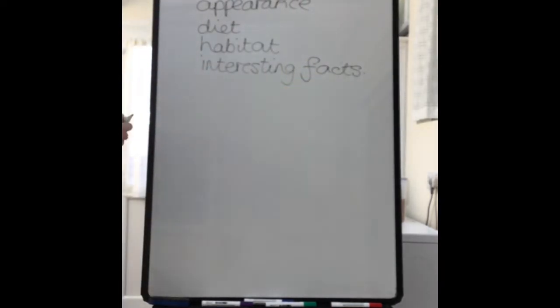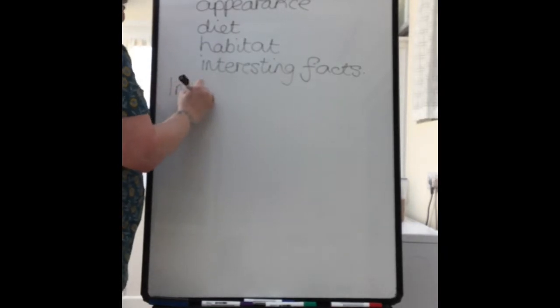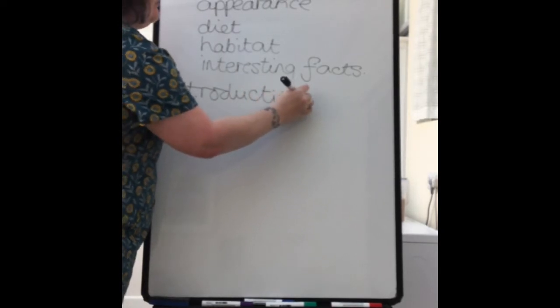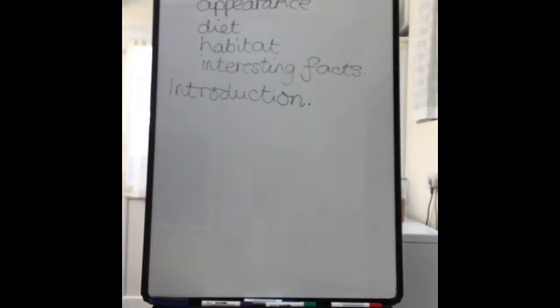Now, as we're going to be writing a non-chronological report, we're going to be organising this into paragraphs. So the paragraphs that you're going to be writing are appearance, diet, habitat, and interesting facts. But of course, the first paragraph we're going to want is the introduction. Now, the introduction will introduce your animal and it will capture the attention of your reader to make them want to read more and find out more about your animal.